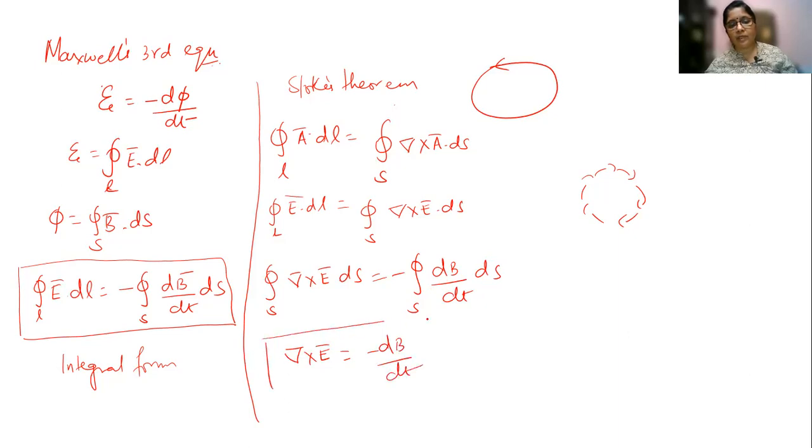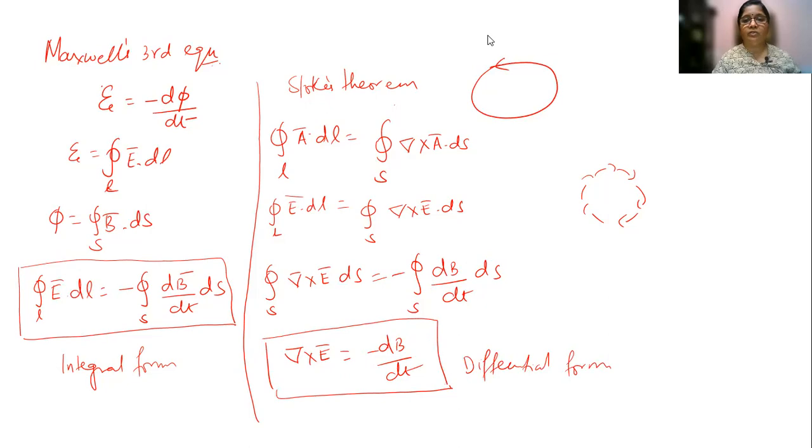So this is my Maxwell's third equation in differential form. You see now the third equation is relating the variation in magnetic field to the electric field, to the magnetic induction. So we have now seen the third law of Maxwell's equations. Next video we shall be seeing the fourth.